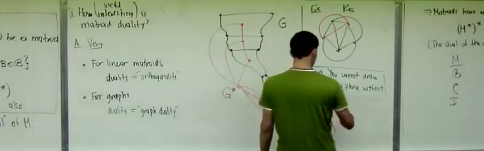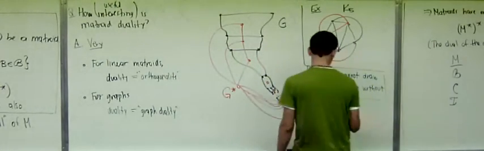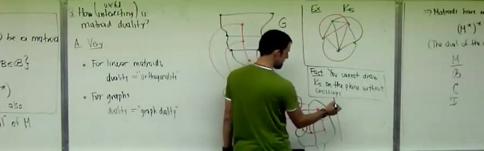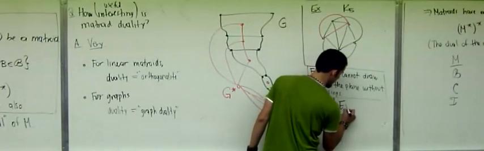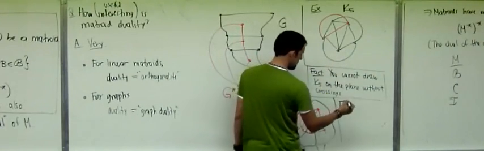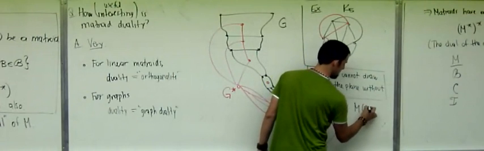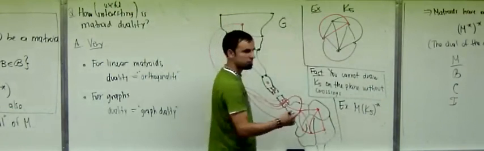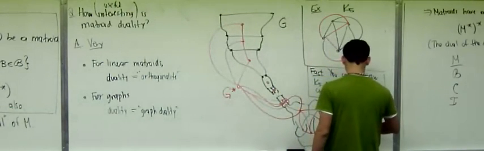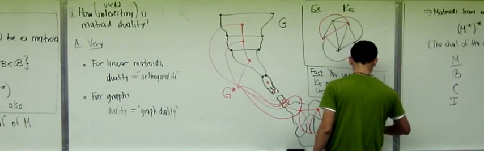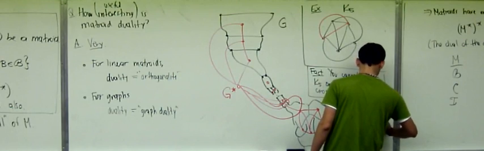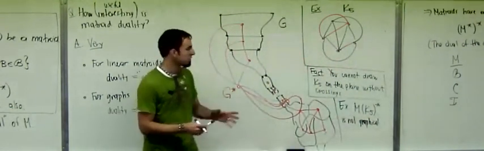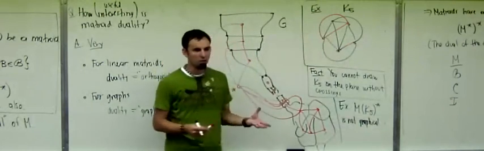So for example, and I could basically leave it to you as an exercise, but we'll talk about it more later, the dual of this graph is not graphical. And the reason it's not graphical is basically that I just cannot draw it on the plane.